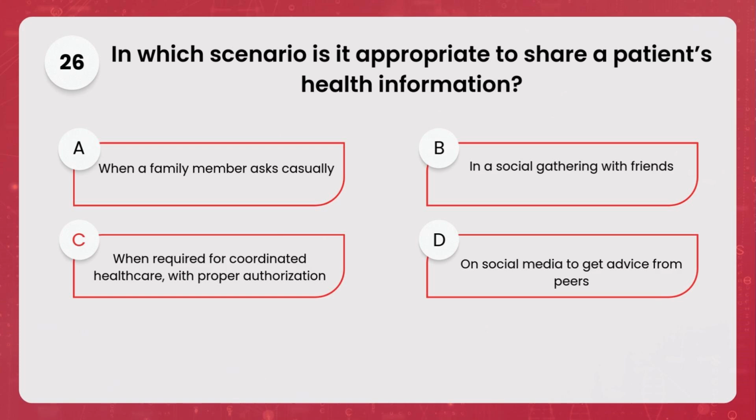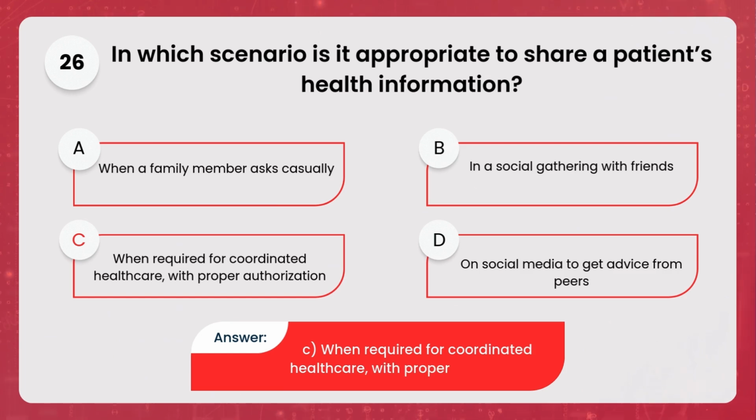B. In a social gathering with friends. C. When required for coordinated health care with proper authorization. Or D. On social media to get advice from peers. The answer is C. When required for coordinated health care with proper authorization.